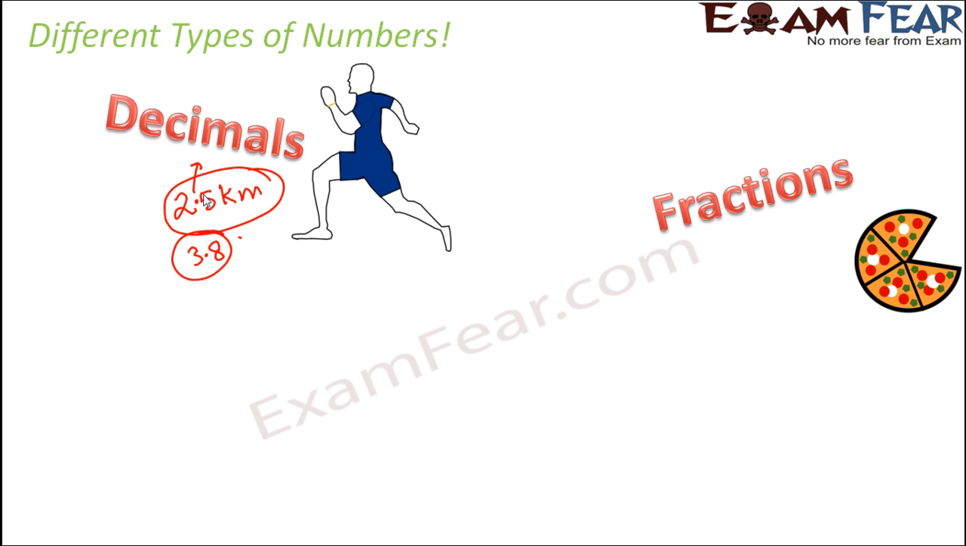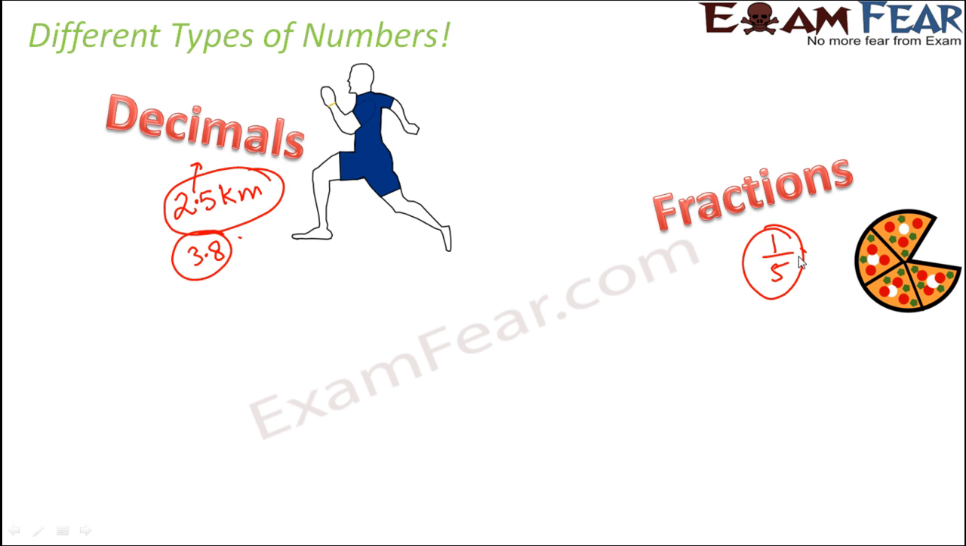Now similarly, you have fractions. When you think of eating a pizza and you say that I just want to eat 1/5 of the pizza, what is this 1/5? This is a fraction. It tells you that out of the 5 parts, I want to eat 1 part. So that's what we call a fraction. So we saw decimals, we saw fractions, we saw whole numbers, integers, natural numbers.